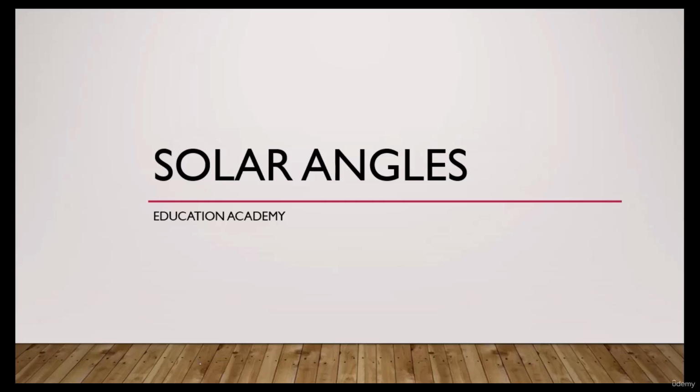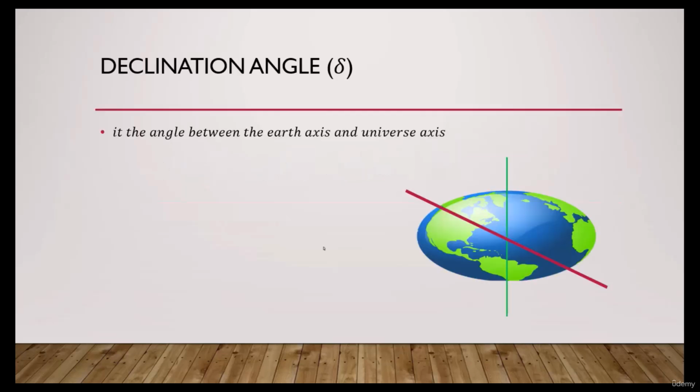Today's lecture we're going to talk about the solar angle. So let's start. There are three main types of solar angles for the PV solar system. Let's start with the first type, which is called the declination angle.